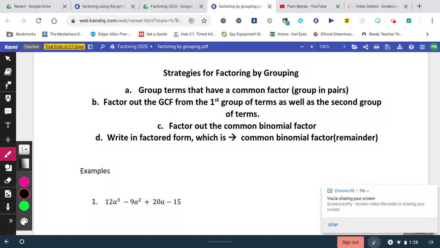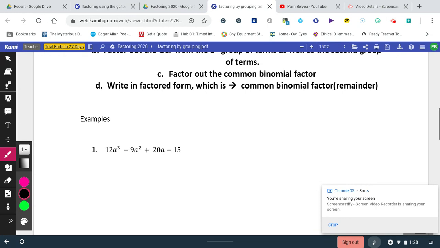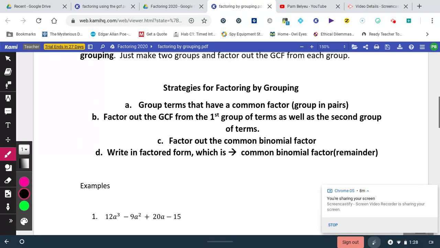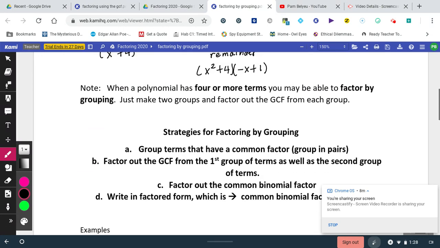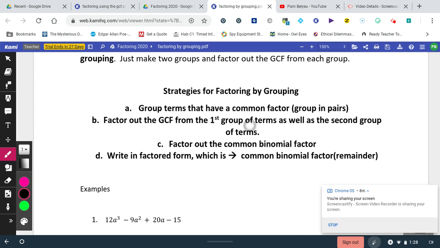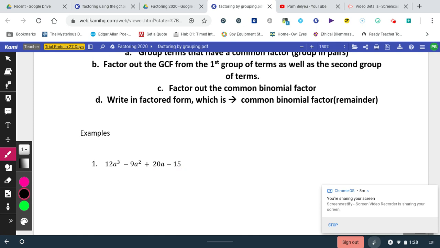First, A, group terms that have a common factor. So you're going to group them in pairs. Like you have 1, 2, 3, 4. So this is only going to work. You can only do this when you have what? 4 or more terms. We're just going to be dealing with 4. And I got 1, 2, 3, 4. I'm going to group them in pairs. And I'm going to highlight my pairs.